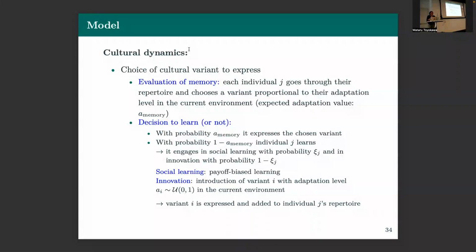Social learning is just simply payoff-biased learning. So you look around at what everyone else is expressing, and then you choose the variant proportional to the level of benefit. So highly likely that you end up with the variant which has a high level of benefit among the ones that are expressed. And innovation is just, again, a simple random process. I know this is incredibly black-boxing and probably infuriating for some of you. However, for this modeling and simplicity assumption, innovation is just simply a random invention process where we pick the adaptation level of the new variant to be introduced uniformly from the interval 0 to 1.